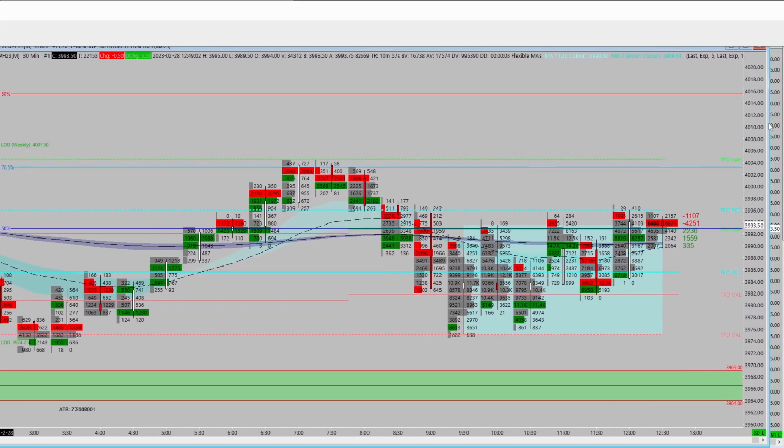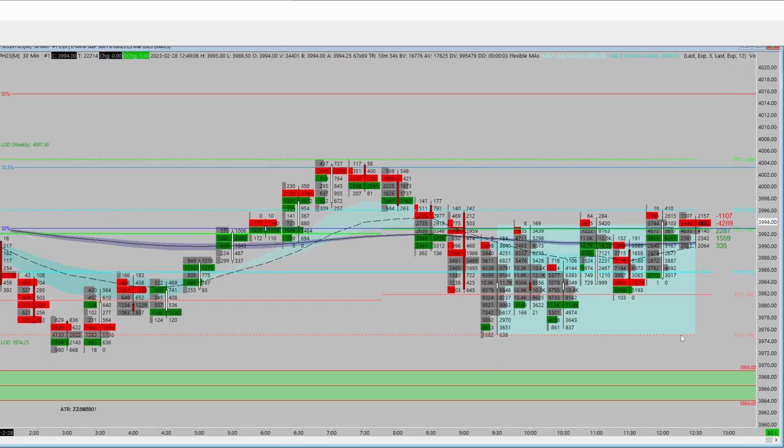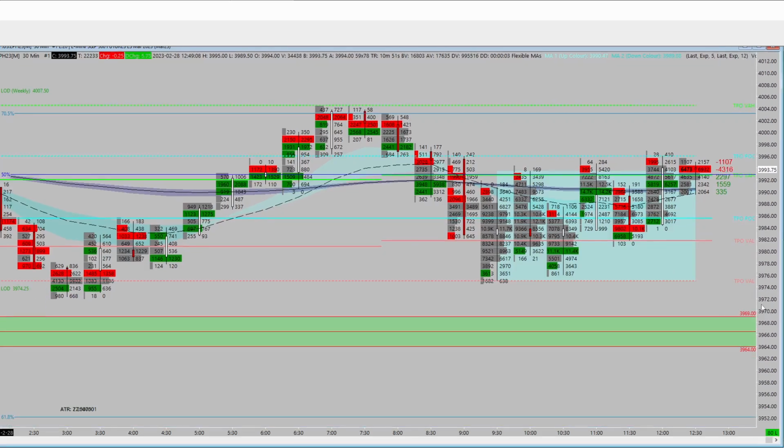All right, so what we're looking at now is a 30-minute footprint chart. This shaded blue area is the initial balance. If you're unfamiliar with initial balance, it's just the high and low of the first hour of trading. We have peaked above the IB high, but not the IB low. But again, we're like range bound.